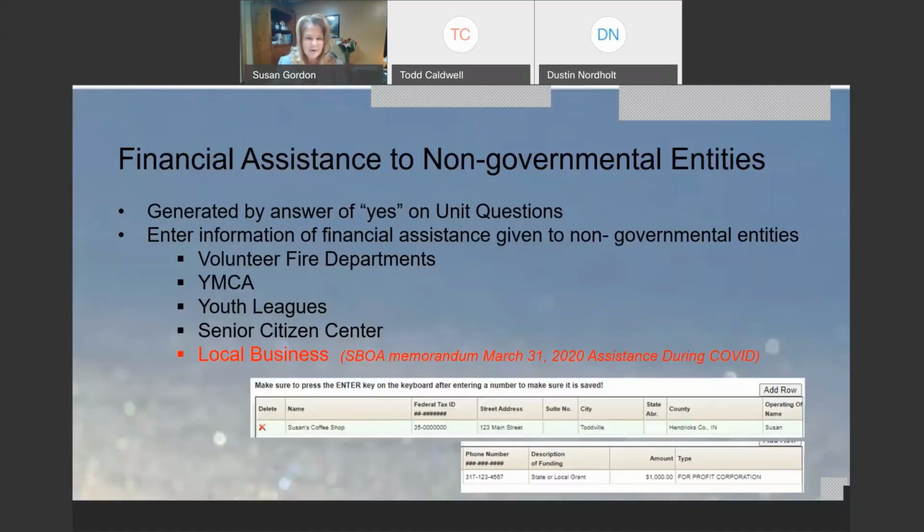I gave an example here of Susan's Coffee Shop in Toddville. Toddville gave Susan's Coffee Shop a grant of $1,000, and the type of business is a for-profit corporation. So you'll need to complete that for the local business grants that you have given because of the COVID situation that we're in. And those local business grants, Board of Accounts did issue a memo on March 31st of 2020 called Assistance During COVID. If you have any questions about that or what was required there, you can go back and look at that memo.